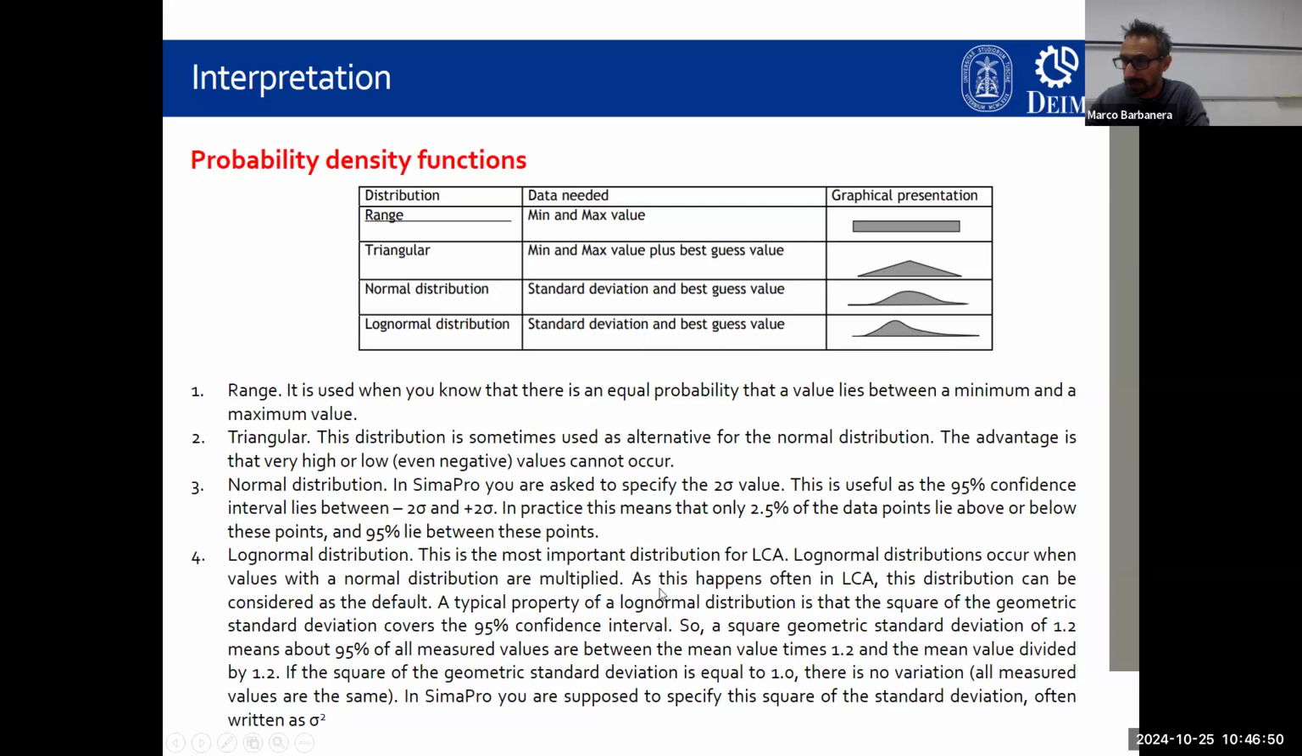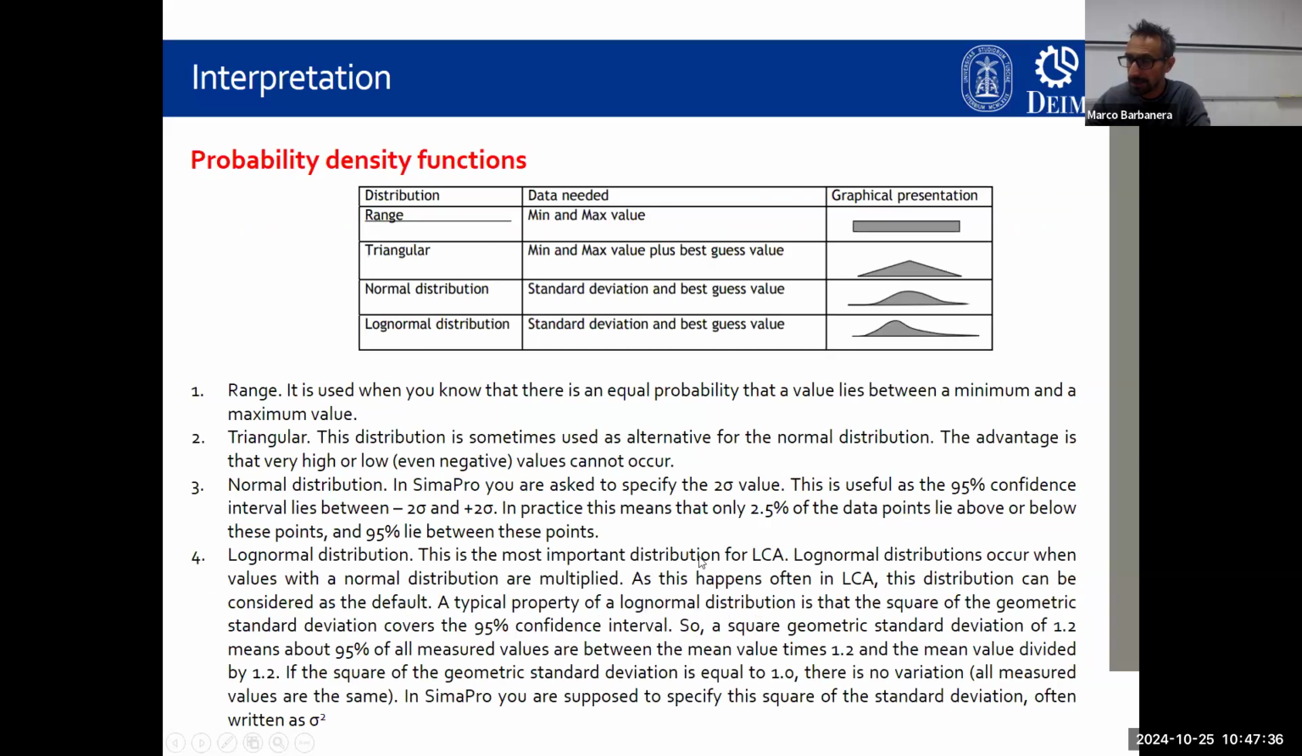But as we can read in the slide, a typical property of a log normal distribution is that the square of the geometric standard deviation covers the 95% confidence interval. So a square geometric standard deviation, for example, of 1.2 means about 95% of all measured values are between the mean value times 1.2 and the mean value divided by 1.2. If the square of the geometric standard deviation is equal to 1, there is no variation. All measured values are the same.